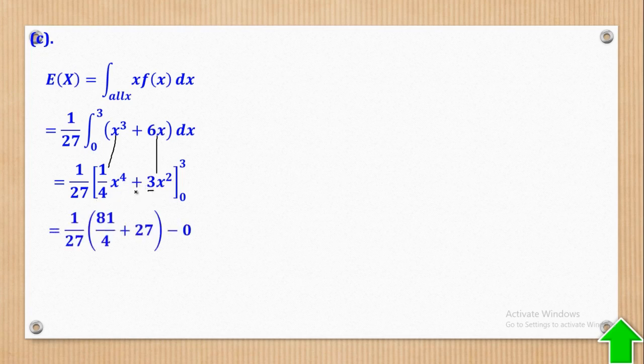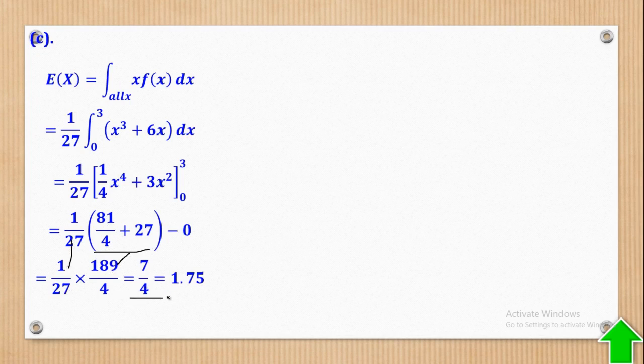So next we substitute the limits. Begin with the upper limit. When I substitute 3 here and here, I'll come up with this bracket. When I substitute 0 here and here, I'll come up with 0. Next is to use a calculator. This bracket alone gives me 189 over 4, multiplied by this 1 over 27 to come up with 7 over 4, which is the expectation. So that was part C.